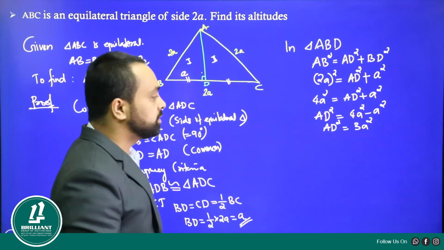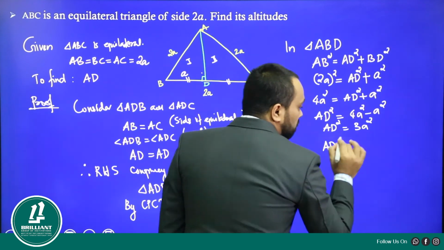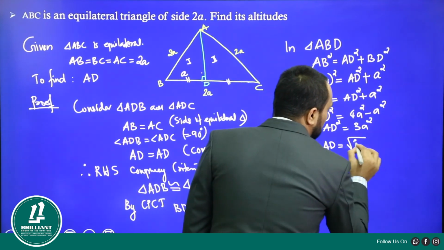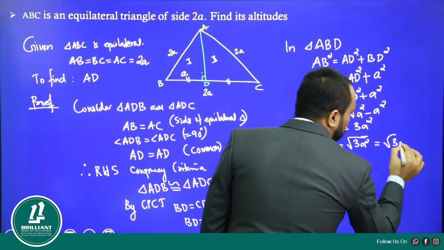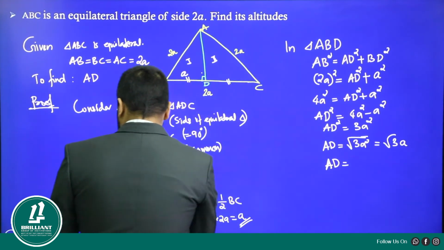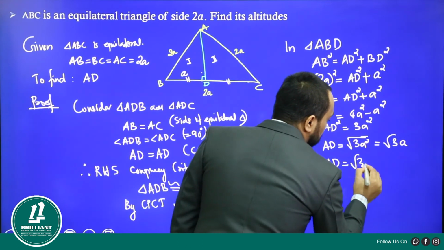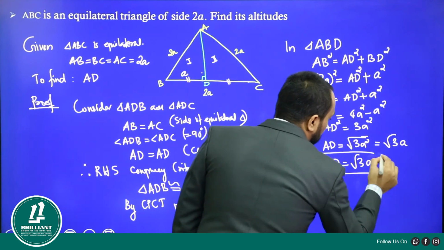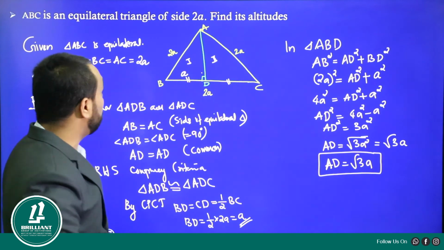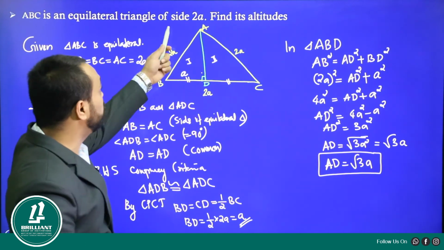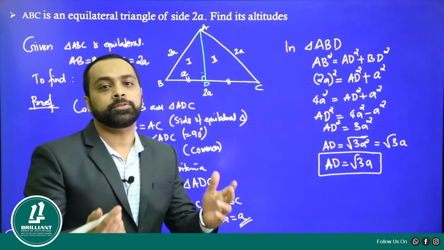But the altitude is simply AD only. So AD is equal to the square root of 3A square, that becomes root 3 A. Simply we can say that AD is equal to root 3 A. This is the length of the altitude AD. So in an equilateral triangle with side 2A, the altitude will be root 3 A. This is one of the altitudes.